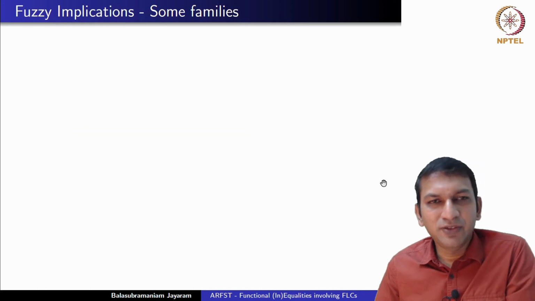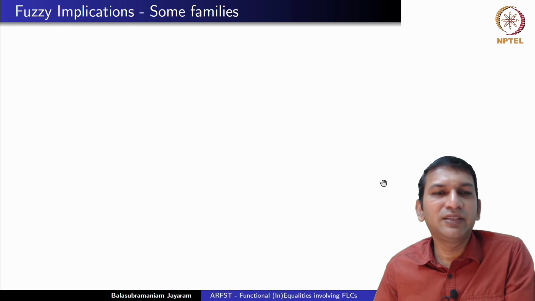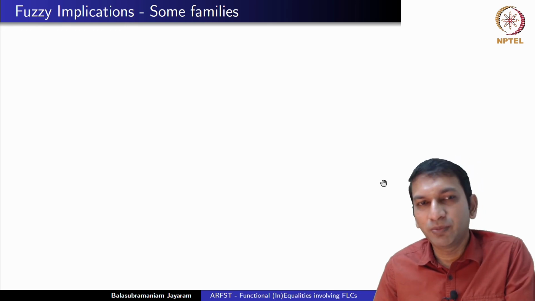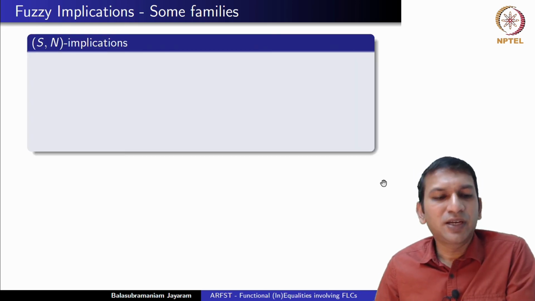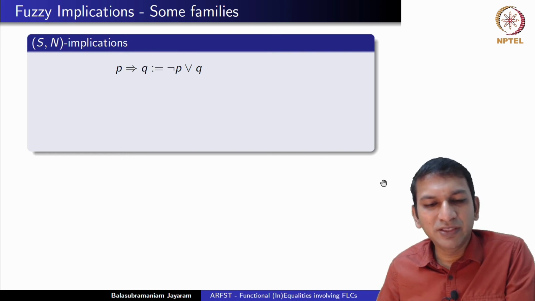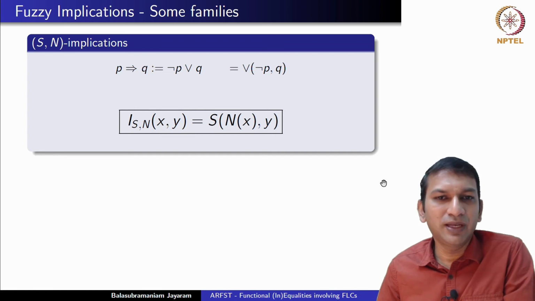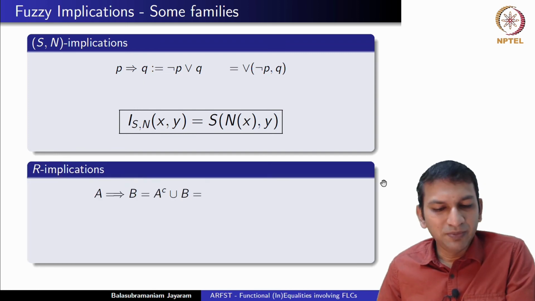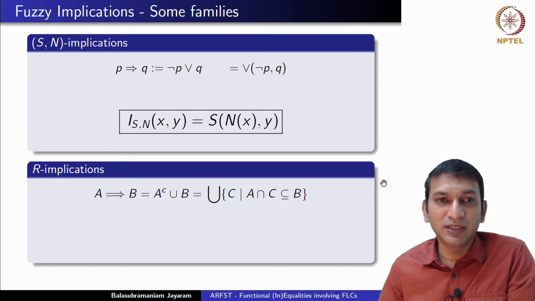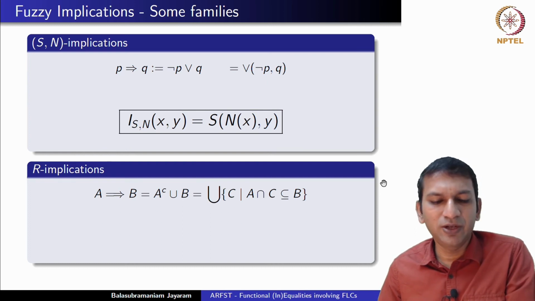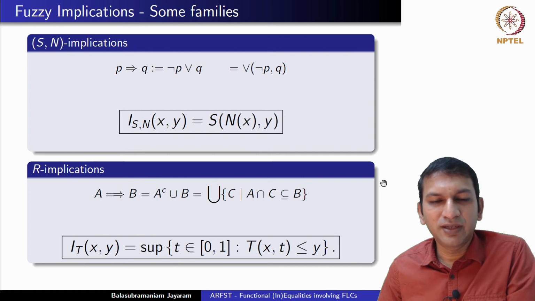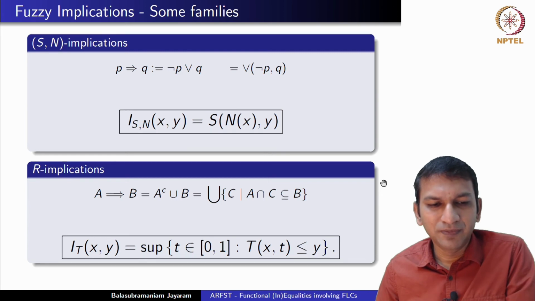Let's look at some families of fuzzy implications and then discuss whether these families do satisfy the law of importation. So let's start with the familiar ones. We know that SN implications are obtained from the material implication, essentially negation P or Q. That's what we generalized into S of Nx comma Y. S is a T conorm and N is a negation. We have seen R implications. One way to look at them is from the set theoretic equality of A complement union B, and that's how we generated the corresponding formula for an R implication.